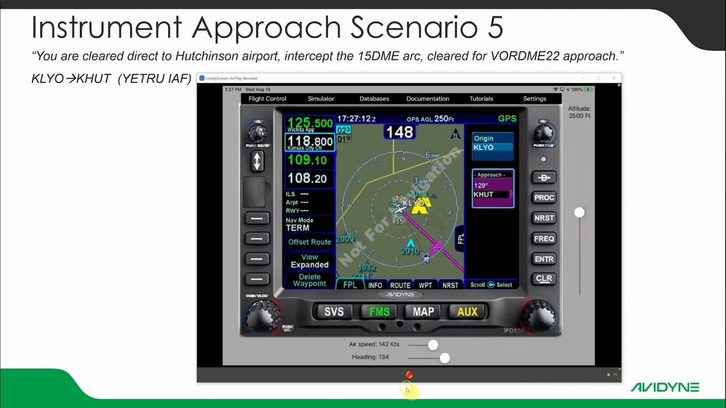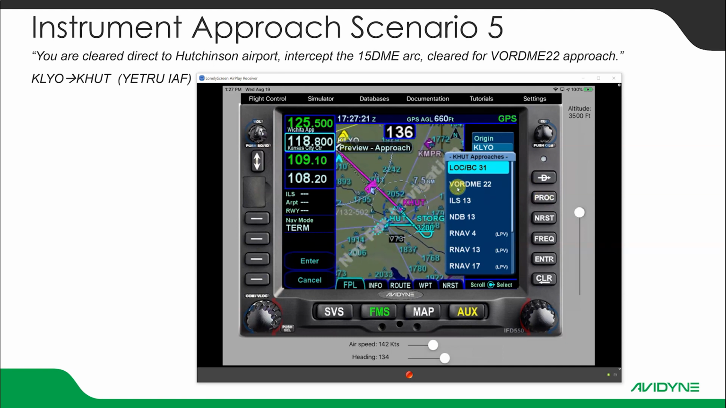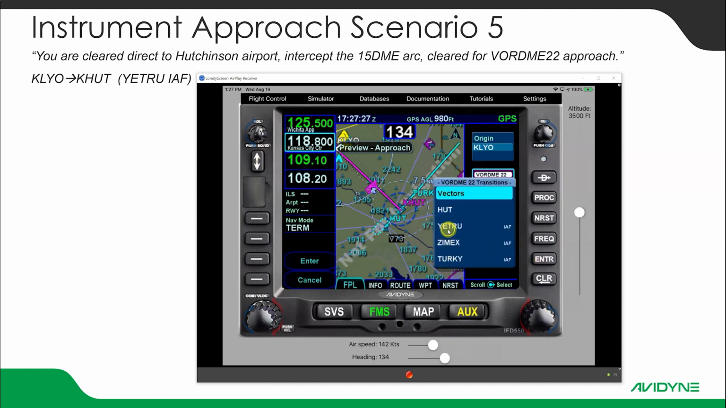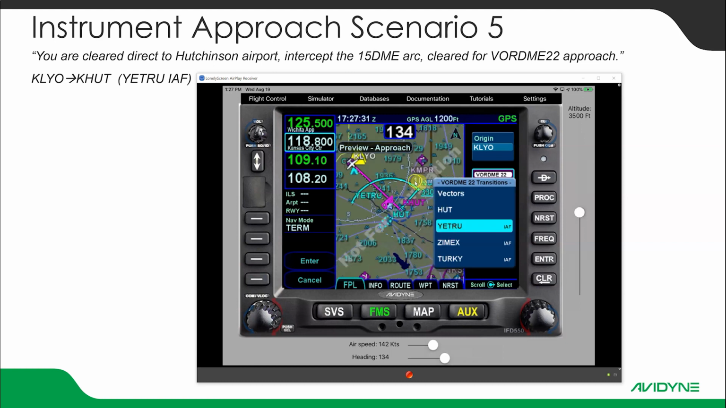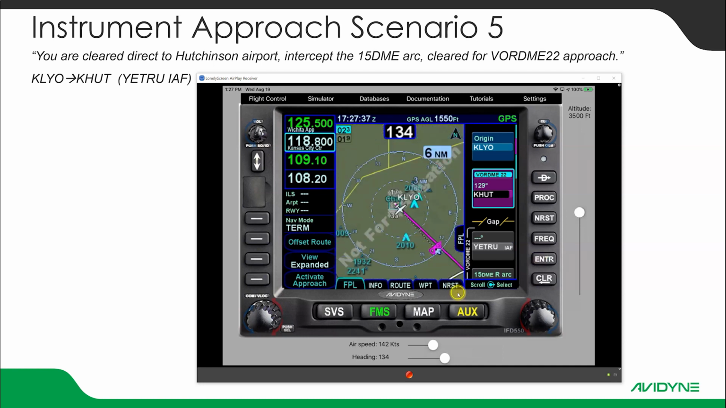Okay, so while it's flying away there, let's go ahead and load our approach. Let's hit the PROC button. We want VOR DME, so we touch it. We hit the enter key. And our IAF is our initial approach fix. Notice that brings up the arc. We hit select by hitting enter. And now we're going to fly inbound to that DME arc.